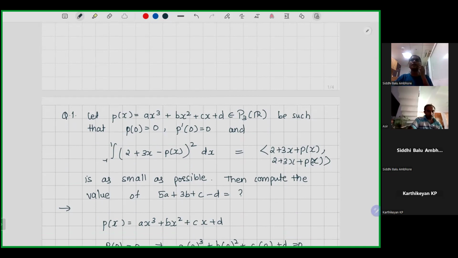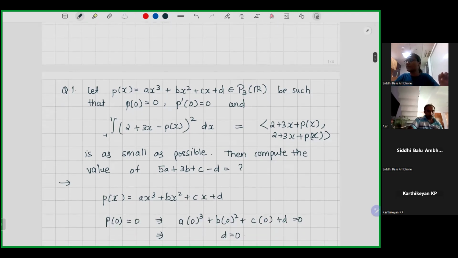If you remember, norm of f squared plus norm of g squared is equal to 2 norm of f plus 2 norm of g. I think we need to use those kinds of inequalities to obtain this. But at this moment, I don't know. I will let you know if I am able to solve this.